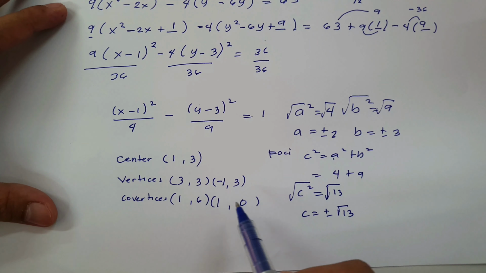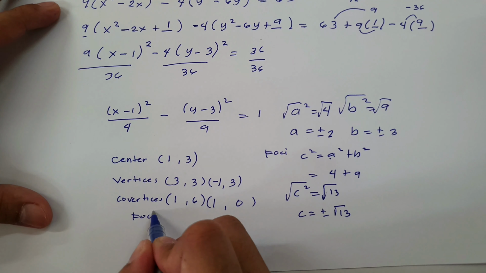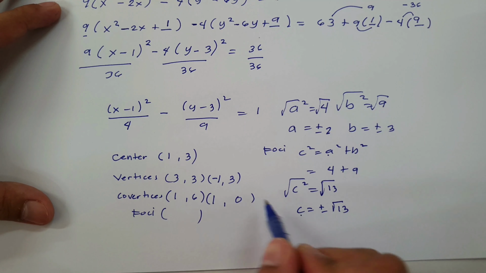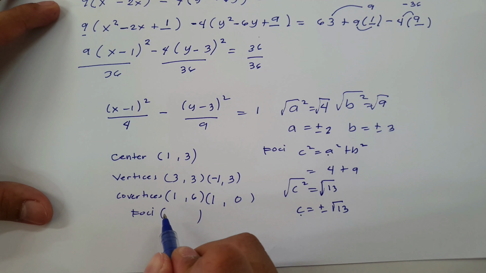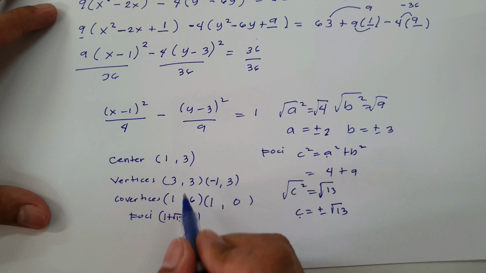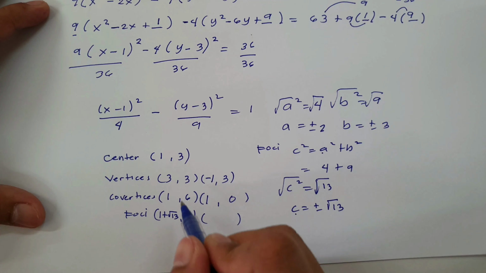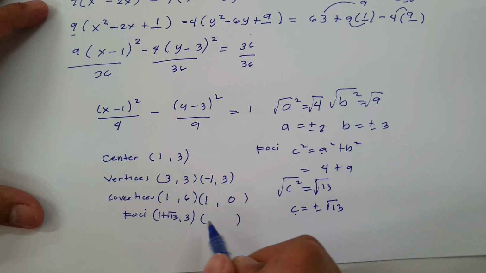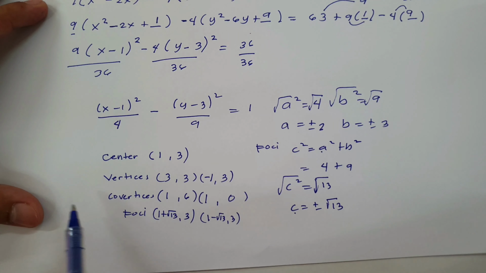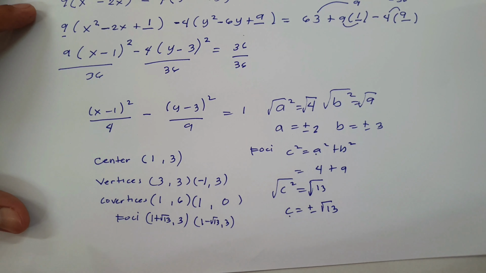Since the vertices and foci are always aligned to each other, this time we are going to add the value of c to the value of h. So that is 1 plus square root of 13, and then copy the value of k, that is 3. And then 1 minus square root of 13, and copy the value of k. So these will be our coordinates for the center, vertices and foci.